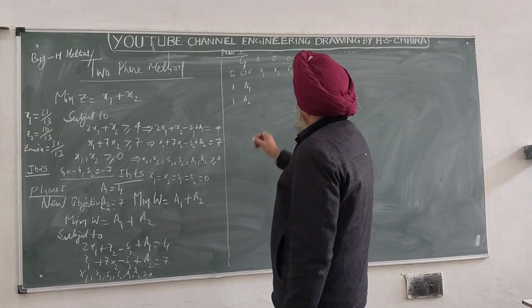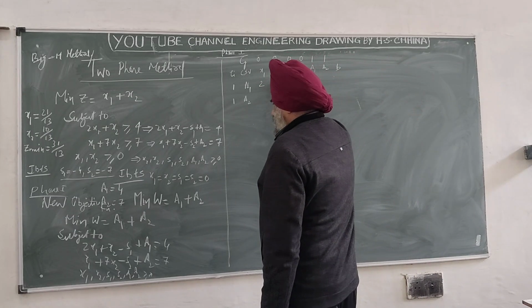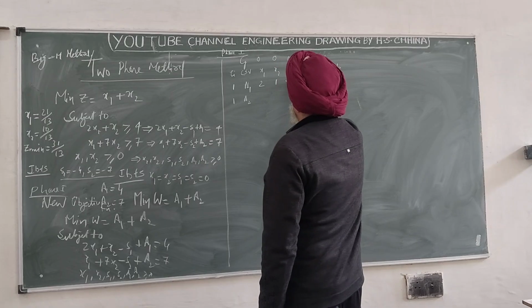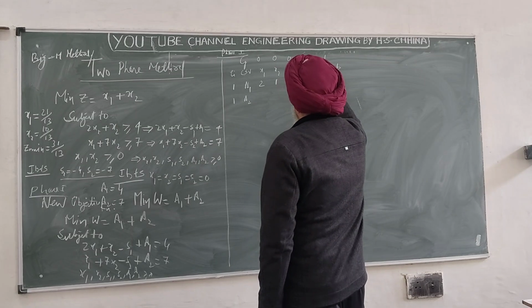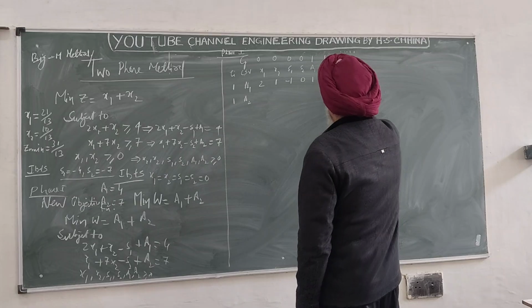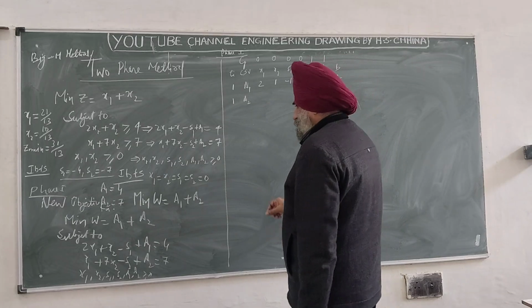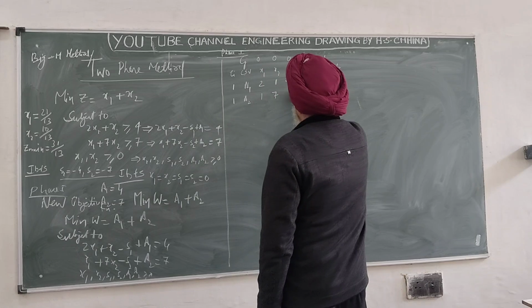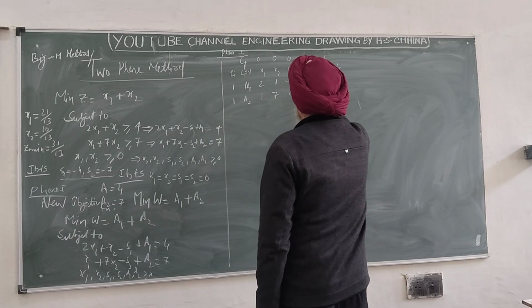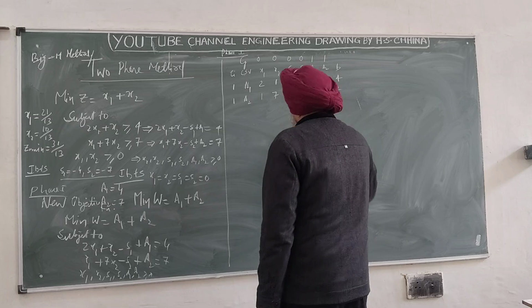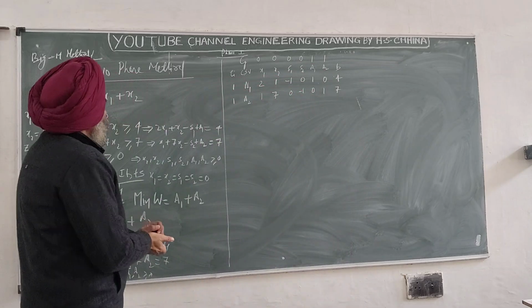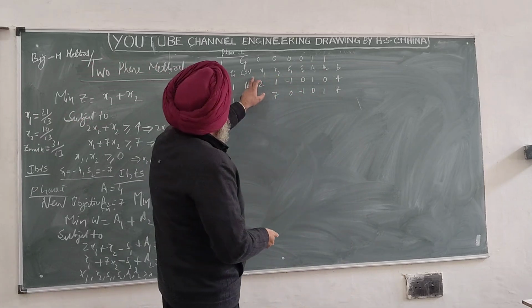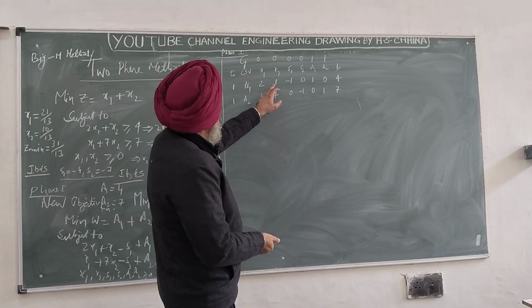If you look at here, it is 2, 1, minus 1, 0, 1, 0, and this is 4. Clear? This is 1, 7, 0, minus 1, 0, 1, 7. Another thing, this x1 and x2 is a 2 by 2 matrix. The coefficients are 2, 1, 1, 7.